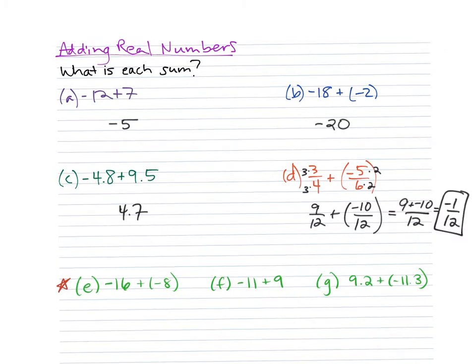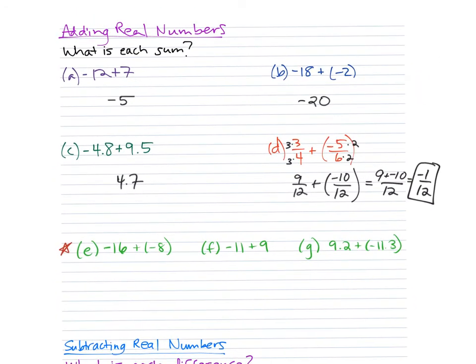Okay, here are 3 for you to try on your own. Press pause, check back for the solutions. Okay, hopefully you got negative 24 here, negative 2, and negative 2.1.